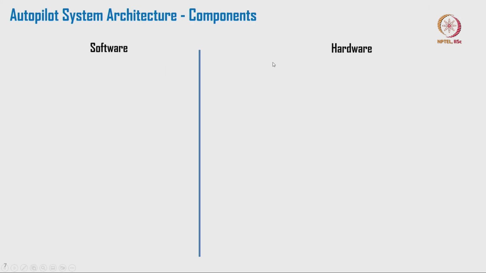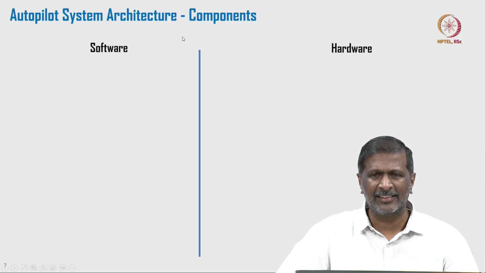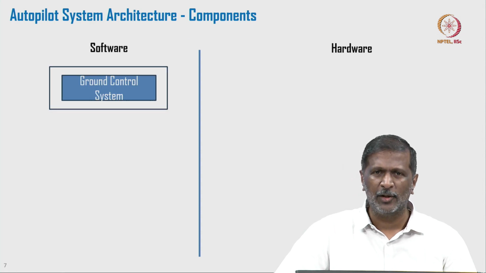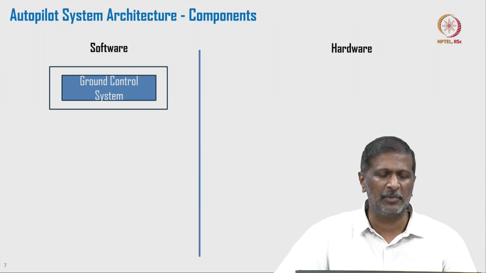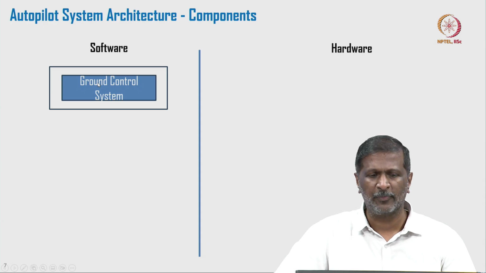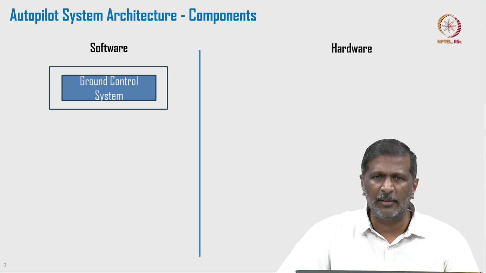Right? Let's get more details into what the different components of the autopilot are, the system architectural level of it. Let's look at the software aspect, right? I mentioned earlier there is a ground control system. That's QGroundControl or your Mission Planner, right? The ground control system, what is it going to do? It's going to help the user to provide the mission.